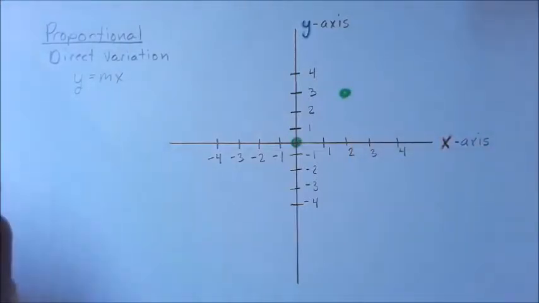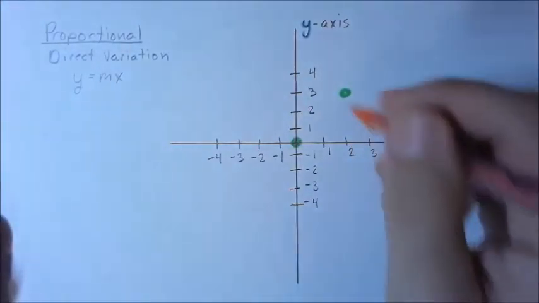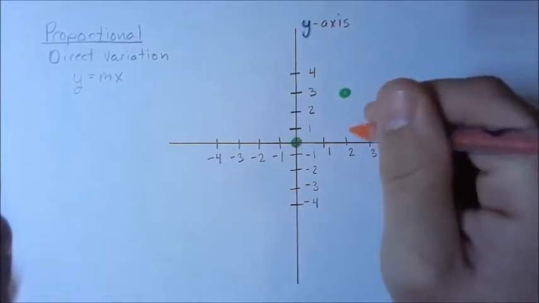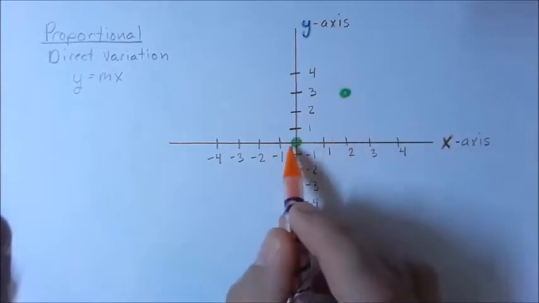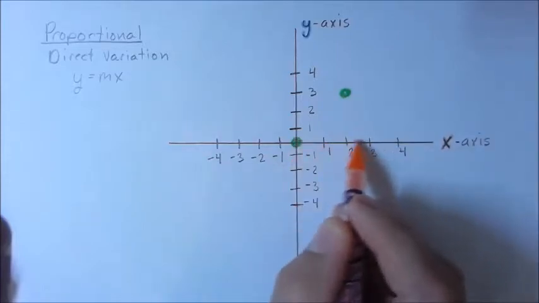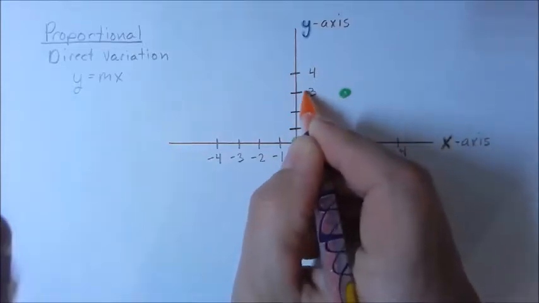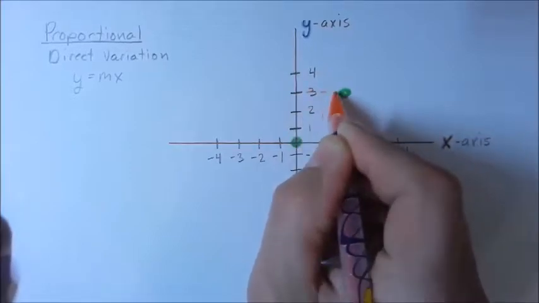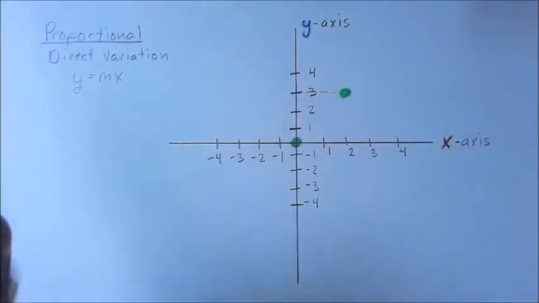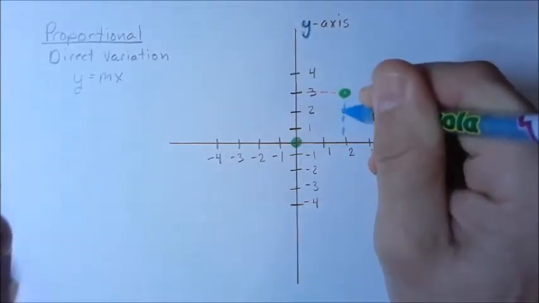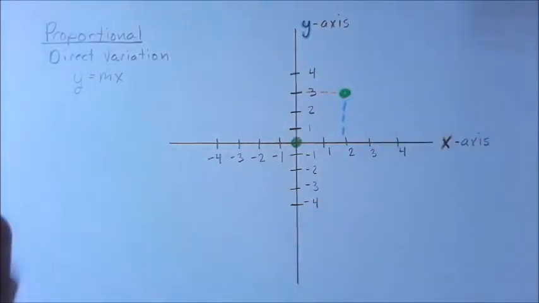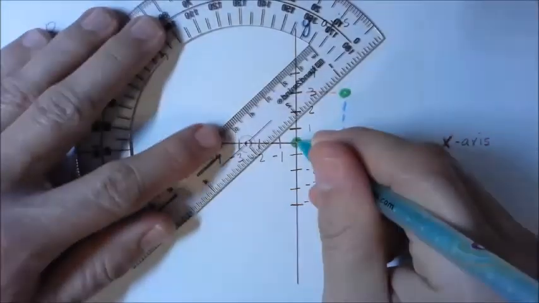Now I'm going to go ahead and just use my colored pencil here to go ahead and show my run. So if I'm looking at my run, that's going to be what's occurring on the x-axis. So I'm going to go ahead and put some marks coming over from 3. There's my run, and then my rise is coming up to 3. With that being done, I'm going to go ahead and draw my line.